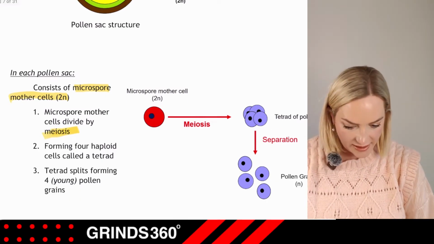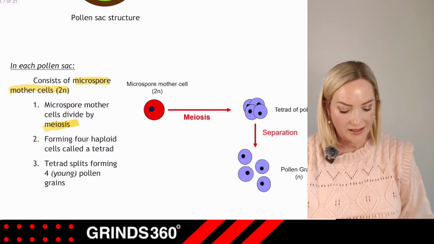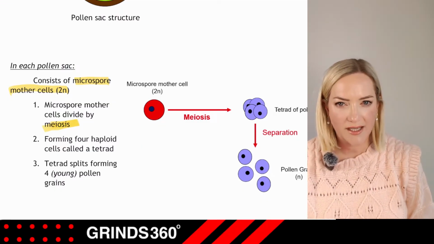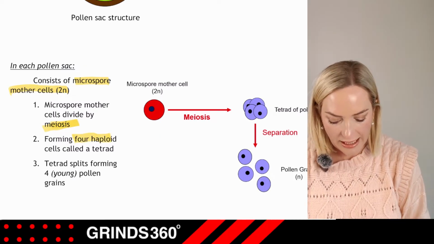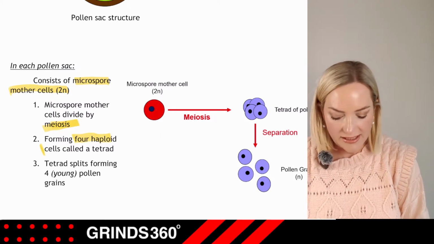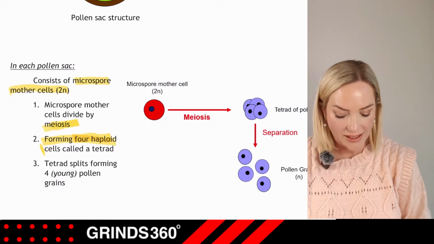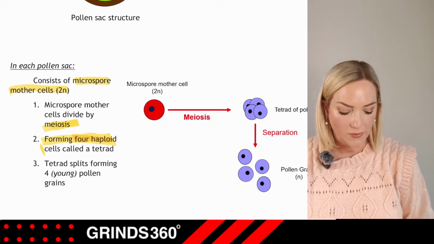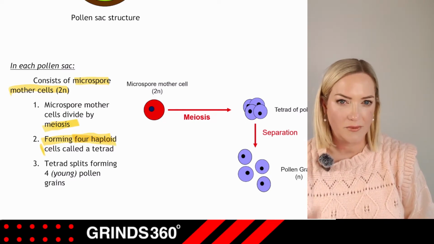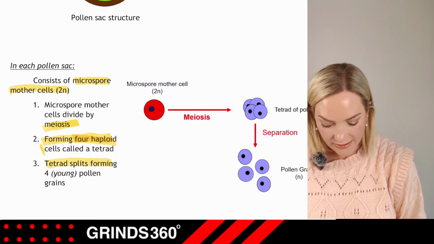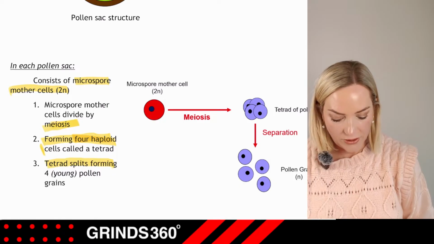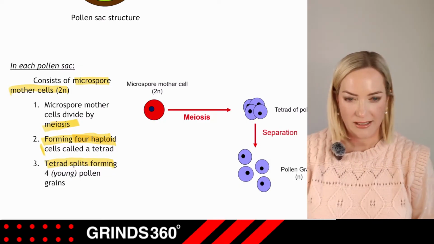Here on the side, I have a little diagram explaining this as well. When that divides by meiosis, we're going to form 4 haploid cells. You can say 4 haploid cells are formed, or you can say a tetrad, which means the 4. This tetrad is going to split and form 4 young pollen grains. So that's what's happening here.